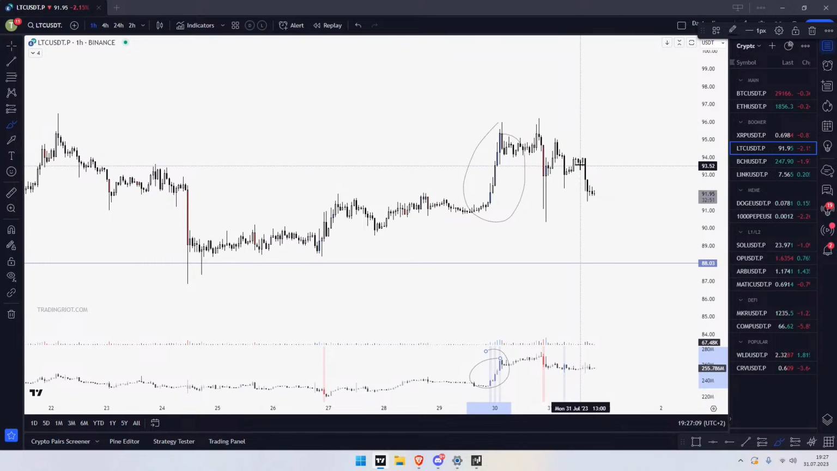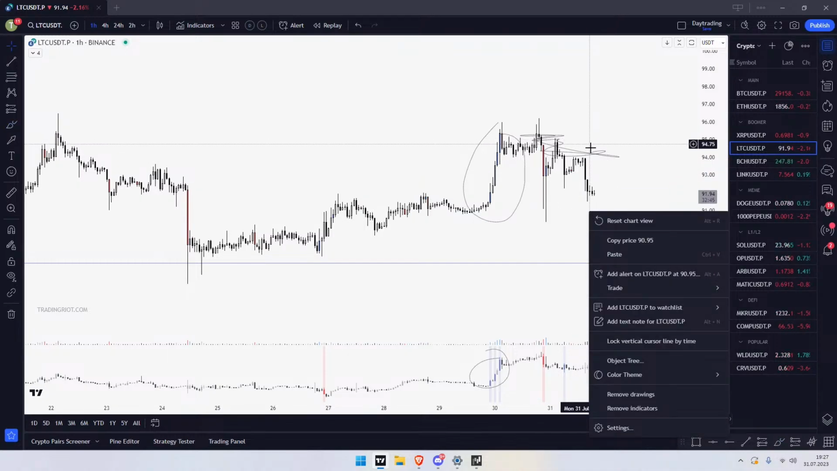I think your short is fine. If you shorted somewhere in this area, 95-ish, yeah, that should be nice.